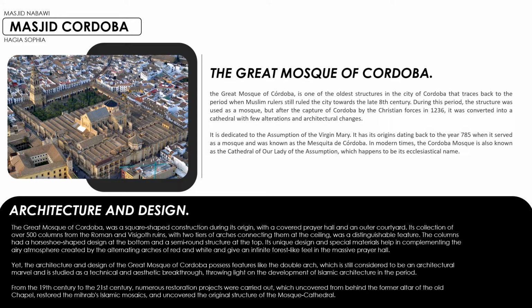For the architecture and design, the initial plan was for a square-shaped prayer hall that was covered as well as an exterior patio. Its assemblage of more than 500 columns from Visigoth and Roman bronze connect at the ceiling with two tiers of arches. The huge prayer hall's columns, which originally had a horseshoe-shaped bottom and a semi-round top, subsequently produced an airy atmosphere and a feeling of an endless forest.